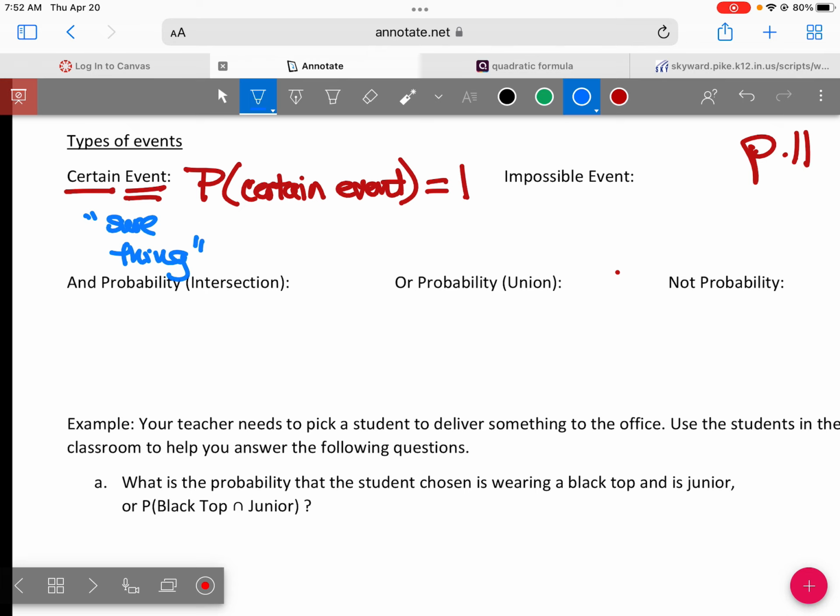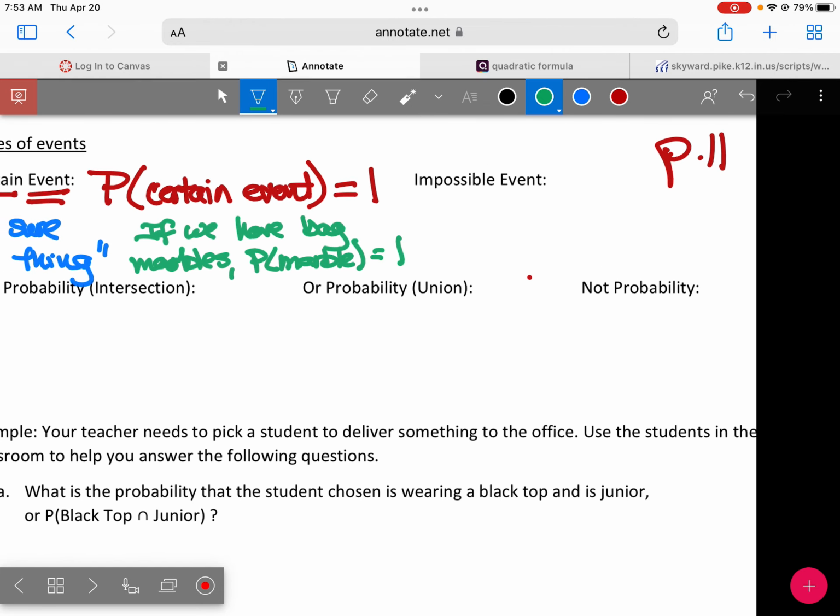Okay? So let me give you an example. If we have a bag of marbles, the probability of me selecting a marble from that bag is going to be 1. Because there are marbles in the bag, I'm going to reach into the bag, I'm going to be able to pull out a marble. Okay? It's a sure thing. So that probability is 1.